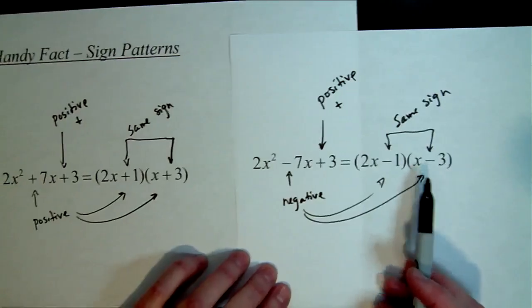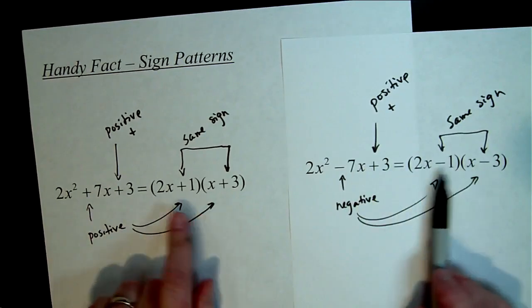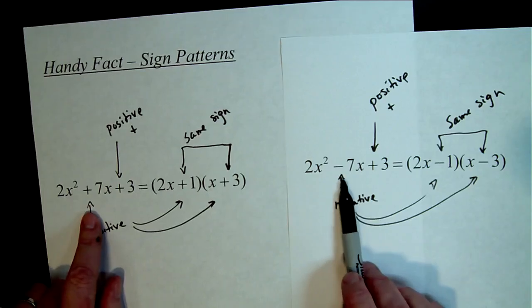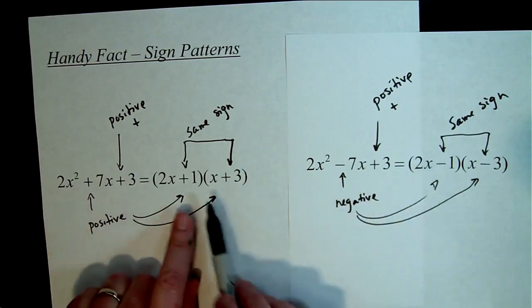Then you look at the constant term and decide if you should have the same sign over here. If it is the same sign, then you only have to look at whether there's a minus or not in the problem at all. If there is, you need minuses. If there's not, you want all pluses.